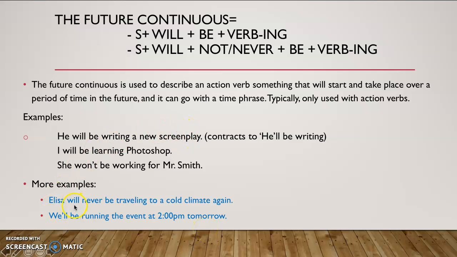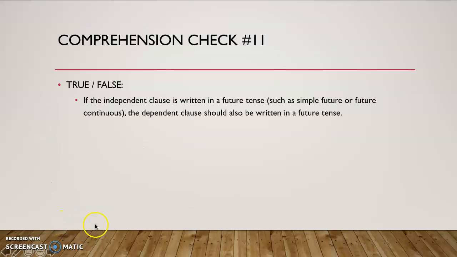So that is the future continuous. You're dealing with will, and you're dealing with be, and then the verb with an ing ending. Comprehension check 11. If the independent clause is written in a future tense, such as simple future or future continuous, the dependent clause should also be written in a future tense. Pause the video and we'll be right back.